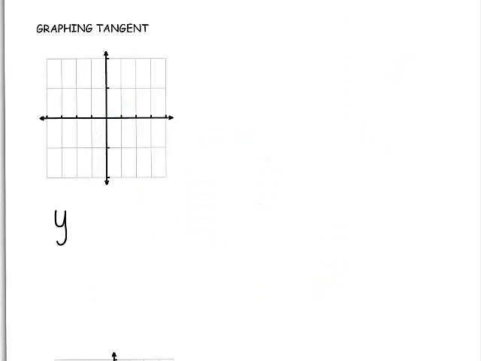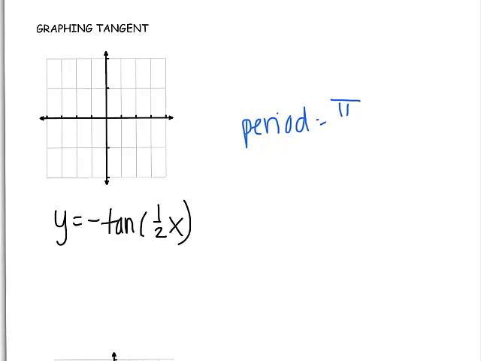Let's graph y equals negative tangent of 1/2 x. First, we're going to find our period, which is going to be pi over 1/2. Now remember that when you divide fractions, that's really the same thing as multiplying by the reciprocal. So dividing by 1/2 is the same as multiplying by 2. So my period is going to be 2 pi.